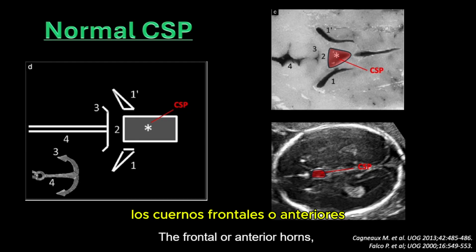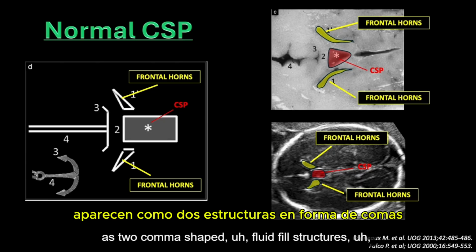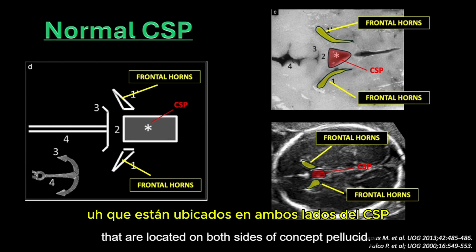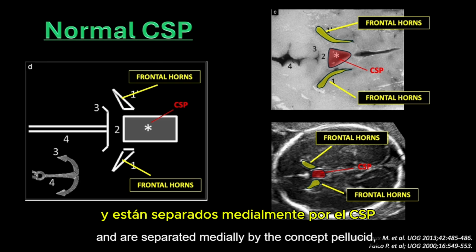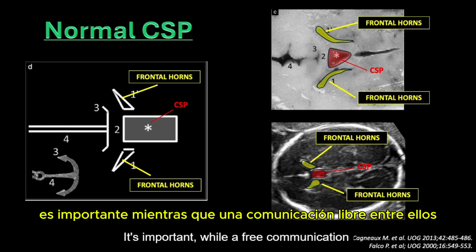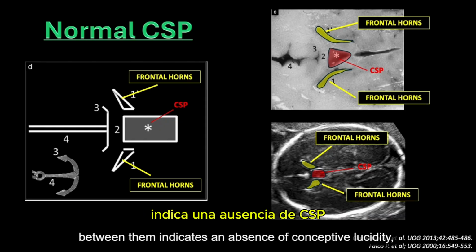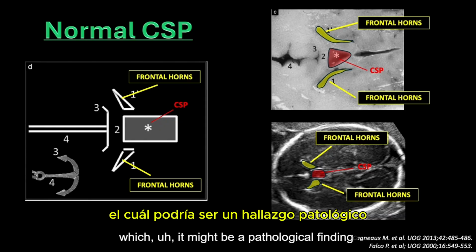The frontal or anterior horns, which we can see in yellow color, appear as two comma-shaped fluid-filled structures that are located on both sides of cavum septum pellucidi. They have a well-defined lateral wall and are separated medially by the cavum septum pellucidi. The visualization of both frontal horns is important, while a free communication between them indicates an absence of cavum septum pellucidi, which might be a pathological finding.